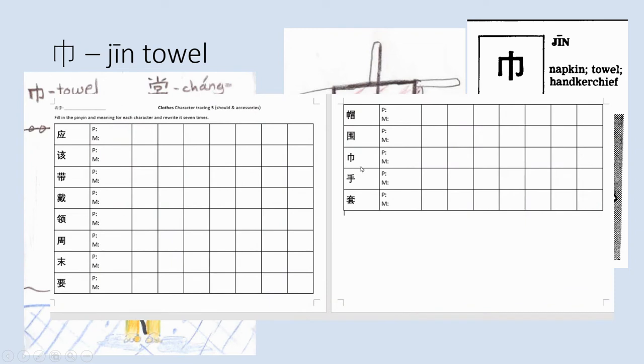And it's actually a character you have to trace. If you look at the character tracing, it's the third up from the bottom. Jin for towel, part of wei, jin for scarf. Jin.